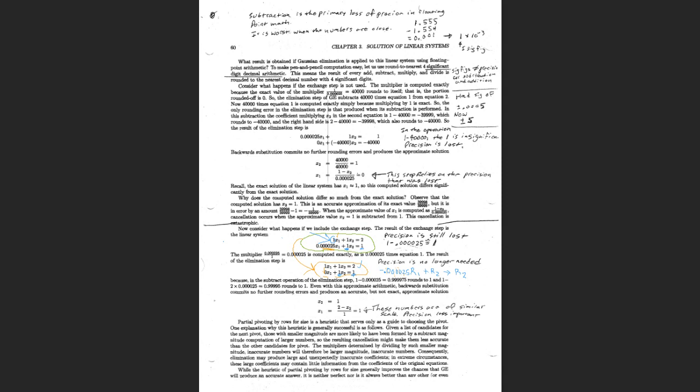So if you focus on this one here, 1 minus 0.00025 is 0.999975. But using 4 significant digits, that's going to round to 1.